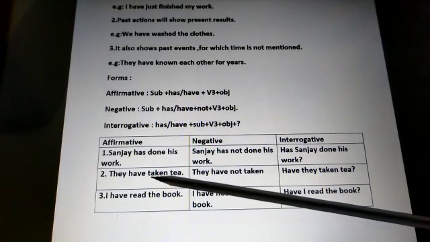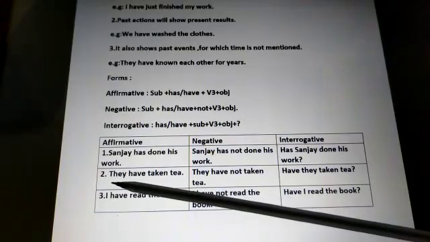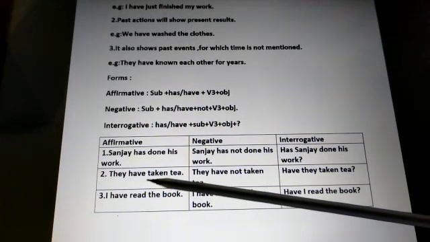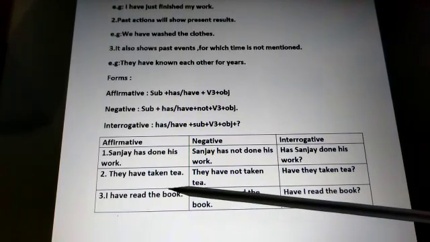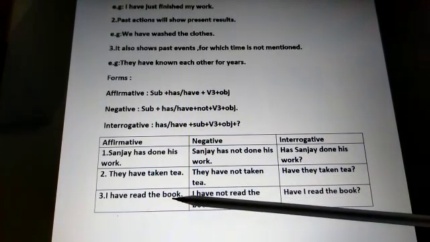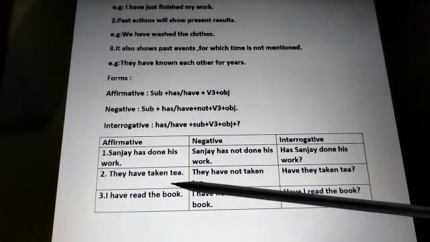Next is they have taken tea. Have has been used because here the subject is plural, and it is take, took, taken. I have read the book. So these three examples will make you understand how we do the affirmative form of the present perfect tense.